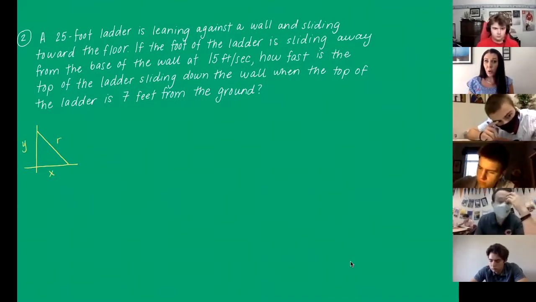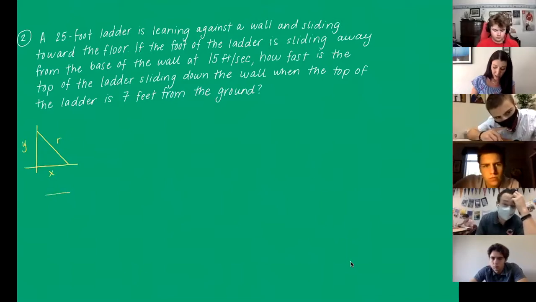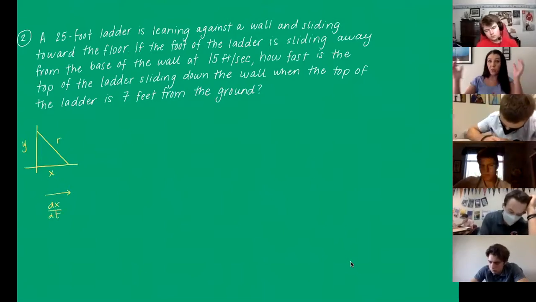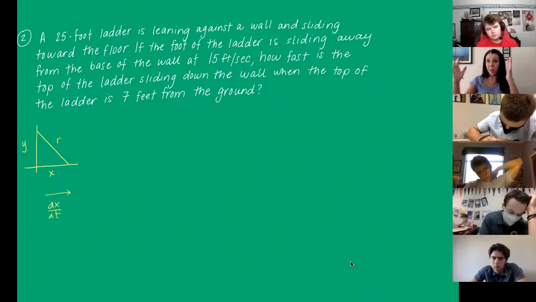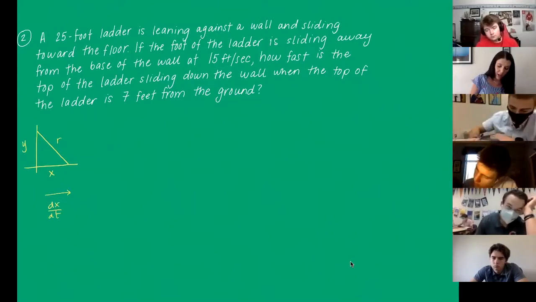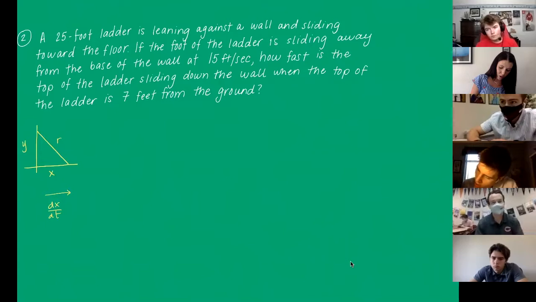Okay, so we have some information about the rate it's moving. On my picture I'm going to call that dx/dt, because that's the rate of change of the base. So the base is getting longer. There's a moment where the base is a certain length, but it's moving at a rate, which would be our change in x over time. Then we have this one sliding down the wall. That would be dy/dt.